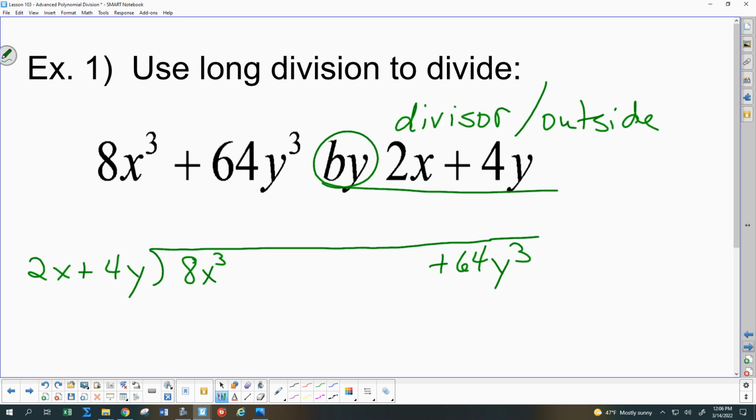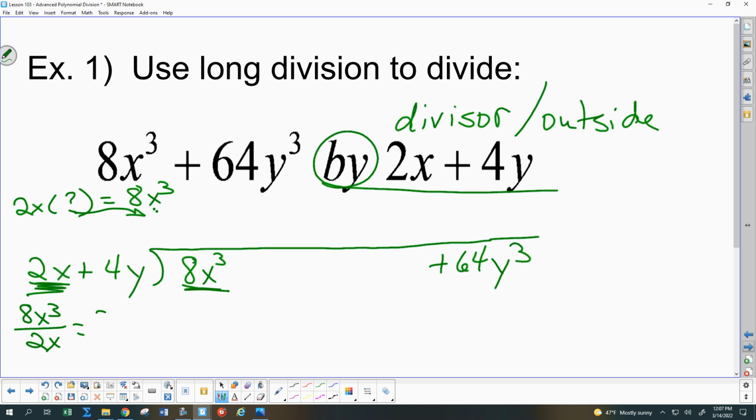To get started, I need to look at just the 2x part out here and just the 8x cubed. And I want to think 2x times what will equal the 8x cubed, and whatever I come up with is the first thing that I will write in my quotient. Another way of saying that same thing, instead of 2x times what is 8x cubed, 8x cubed divided by 2x is the number that I need to put as the first term of the quotient. So who can tell me what you think I ought to start off with in that quotient?